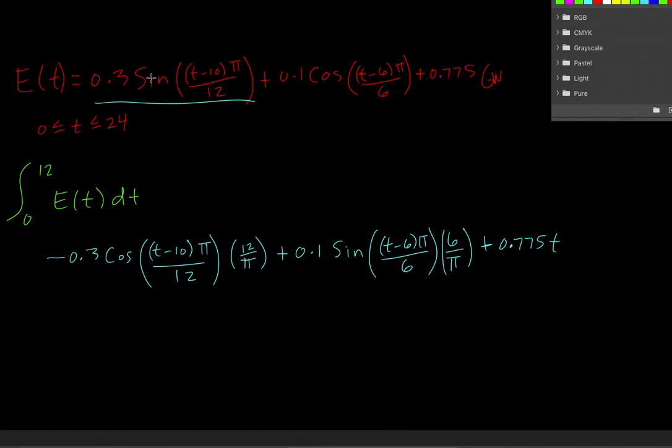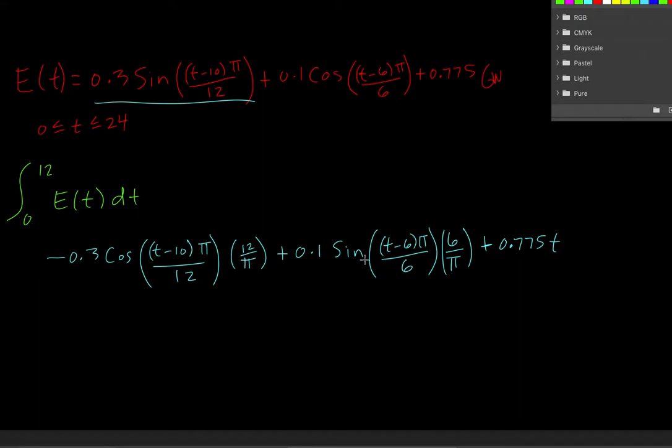So sine gives us negative cosine, so that's why this negative sign showed up. Rewrote the 0.3, rewrote the inside, and then if I was to distribute this pi twelfths to the t and to the 10 would just be a constant, so that would go away for my derivative. But pi twelfths t would give me a derivative of pi twelfths, but then we multiply by the reciprocal because we're taking an antiderivative. Okay, so that's what that is.